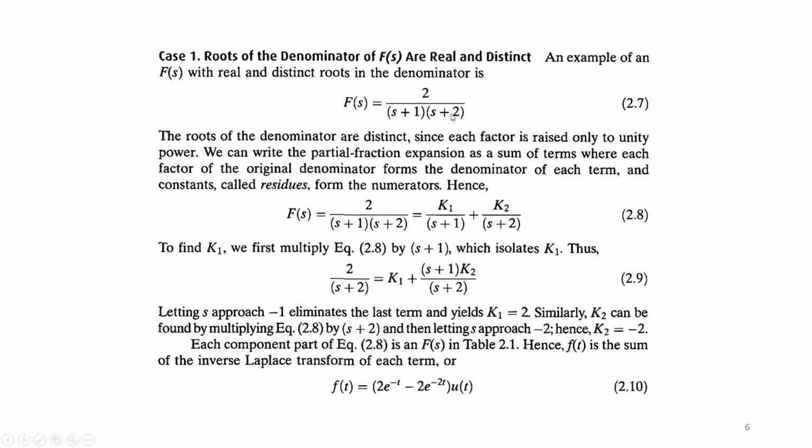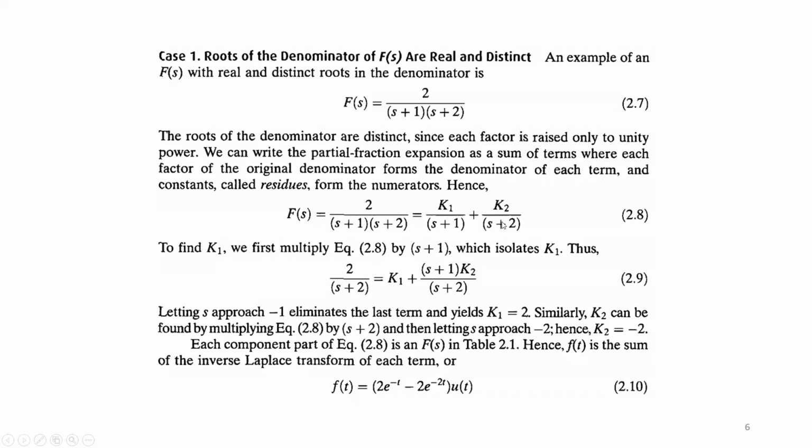Okay, these are the roots. How many roots are there? Two roots. The roots of the denominator are distinct since each factor is to the unity power, s to the power 1. We can write the partial fraction expansion as a sum of terms where each factor of the original denominator forms the denominator of each term. So if you have this kind of thing, then you can write the partial fractions. That is a partial fraction expansion.